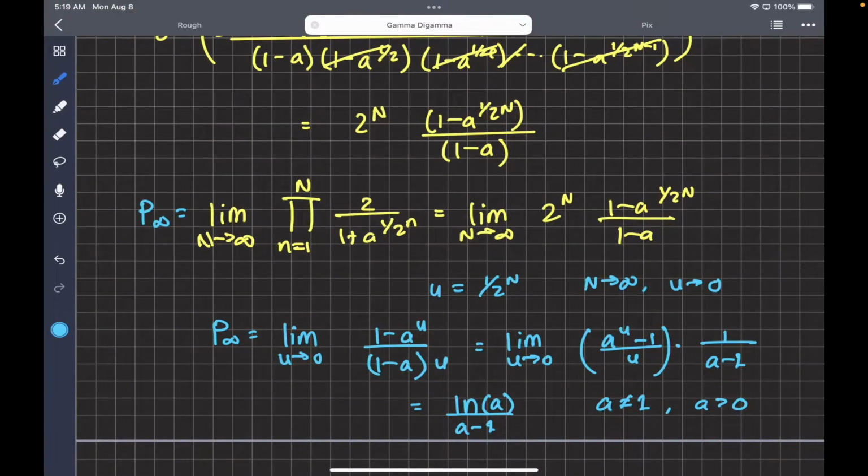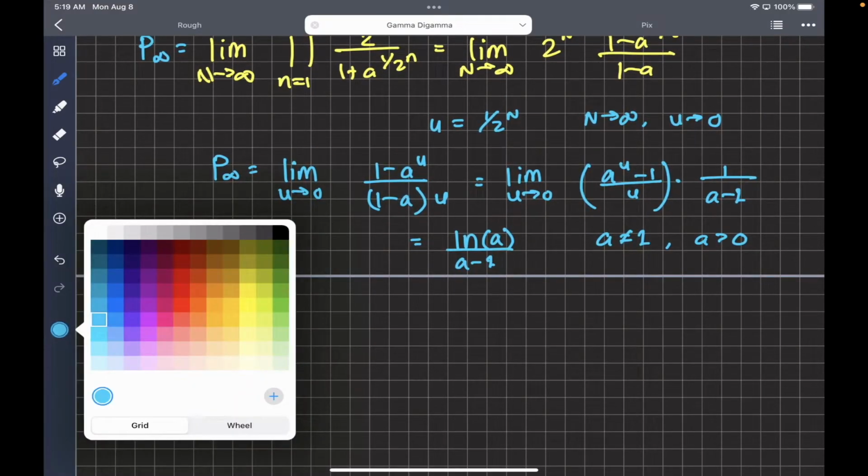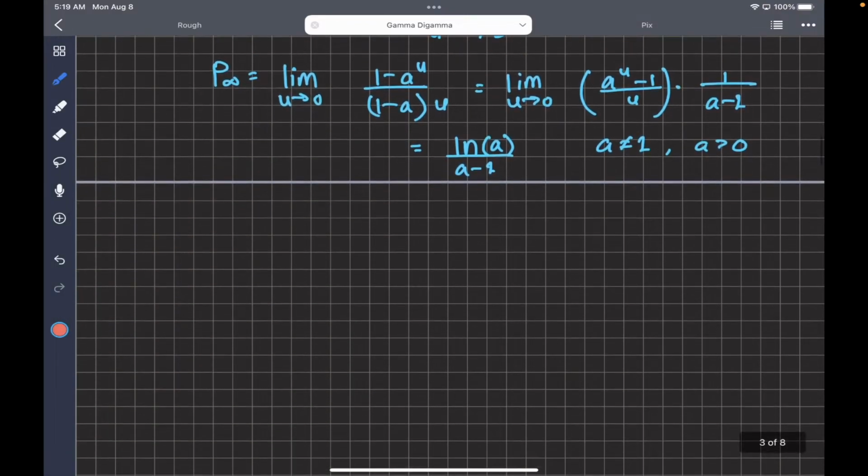So yeah, that is really a great result. Maybe I can write it down quickly, because these things are really going to be useful for us moving on. So the product from n equals 1 to infinity of 2 over 1 plus a to the 1 over 2 to the small n, I keep messing up the two n's, equals natural log of a divided by a minus 1.